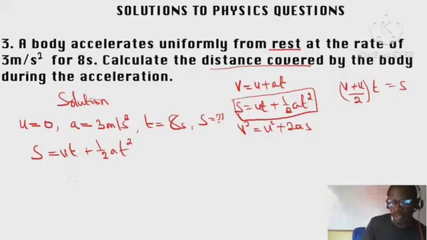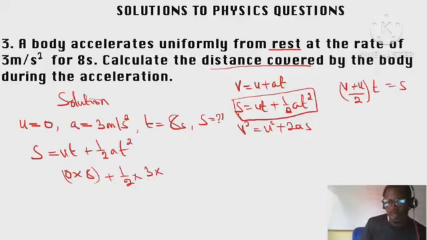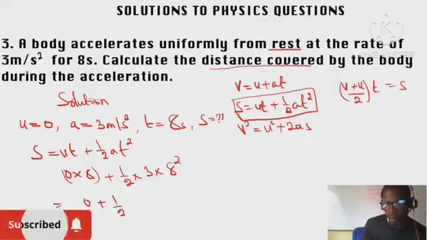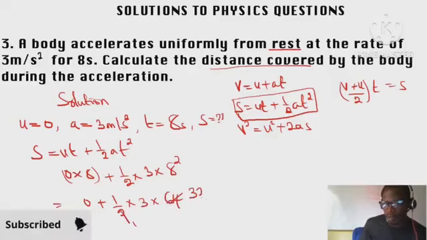Now the u is 0. That means 0 times t, which is 8. That's the ut. Then plus half times a, which is 3, then times t squared, that's 8 squared. So this is going to be 0 plus 1 over 2 times 3 times 64. 2 goes into 64, 32. So we have 3 times 32, which gives us 96 meters.